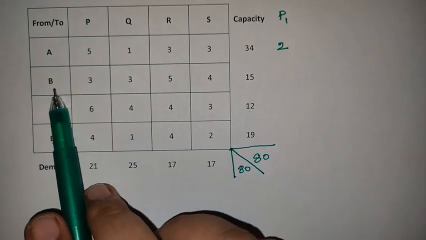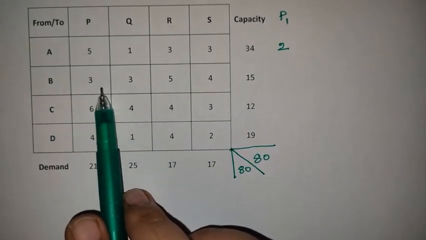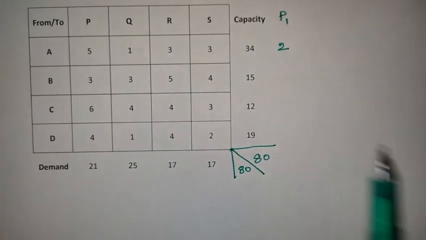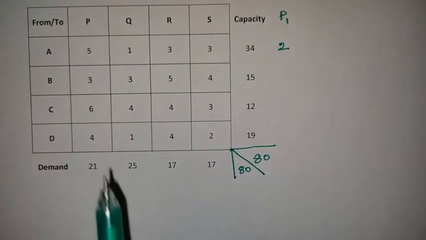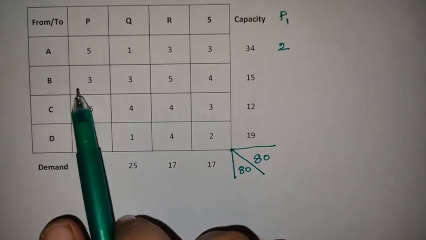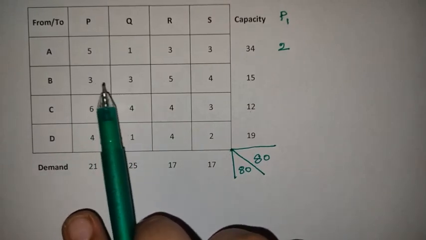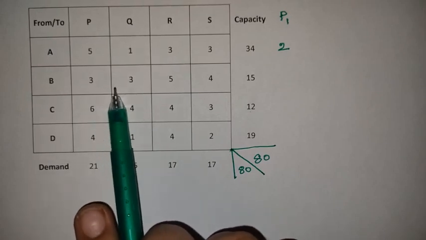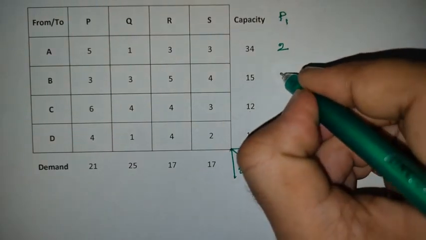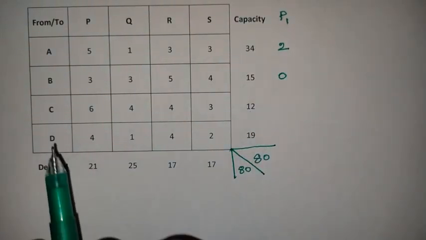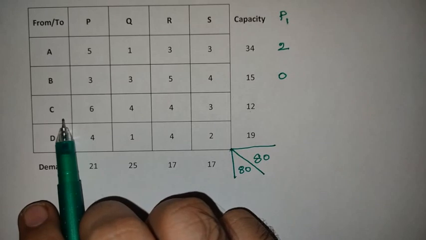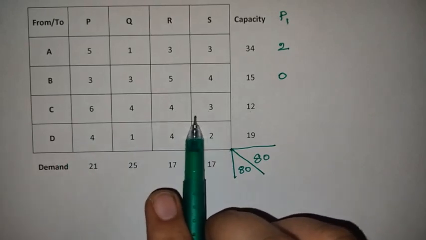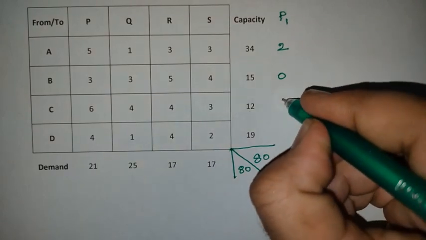And next let us calculate the row penalty for row B. So what are the first two minimal values? 3 and then 3. So one more 3 is also there. So we need to take the difference of 3 and 3. So what is the difference of 3 and 3? 0. Next, what are the first two minimal values in row C? First minimal value 3, second minimal value 4. So the difference is 1.